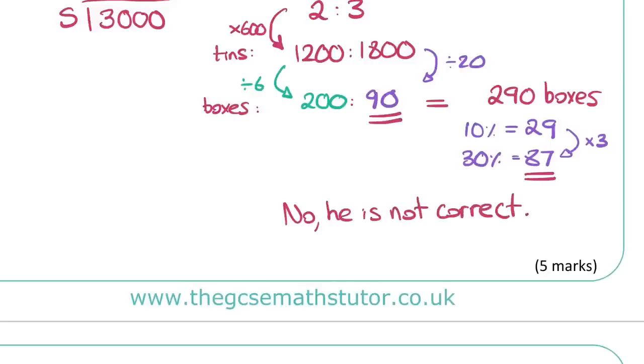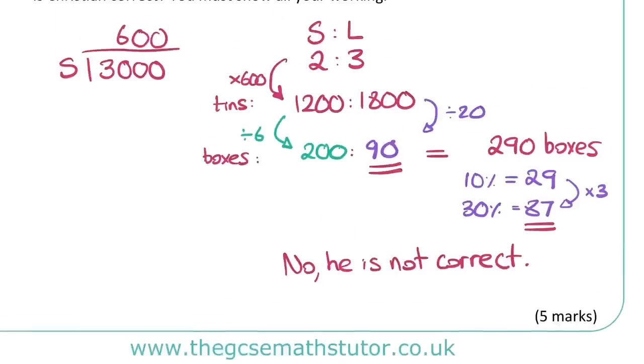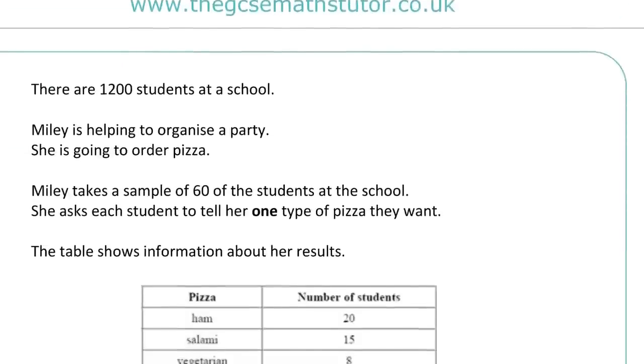You could say, if you wanted, 30% of the boxes is 87, and we have 90 actually that are filled in terms of those large boxes. So there we go, there is our question there. Manipulating that ratio from tins into boxes is the difficult part there, I think. But there you go, there is a difficult sort of ratio question.